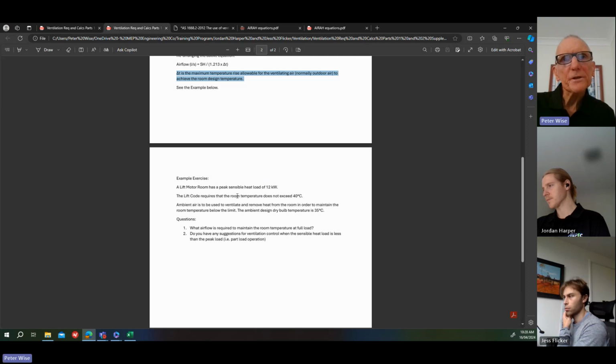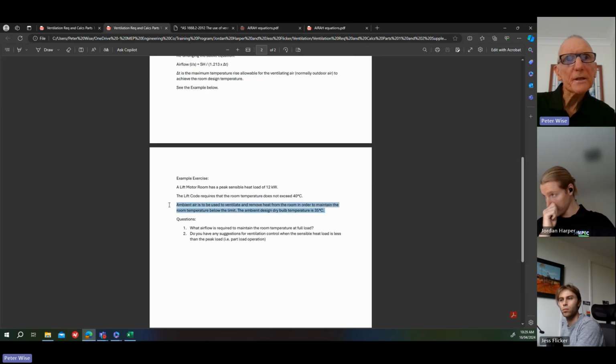The lift code requires that the room temperature does not exceed 40 degrees C. Don't take that for gospel. If you're actually doing a lift motor room, you need to look at the code, because I think it might be 38 degrees C, but I just said 40 because that was a nice round number. Ambient air is used to ventilate and remove heat from the room in order to maintain the room temperature below the limit. The ambient design dry bulb is 35.